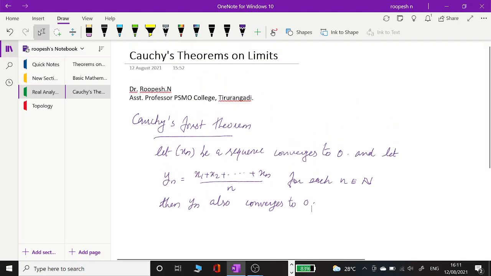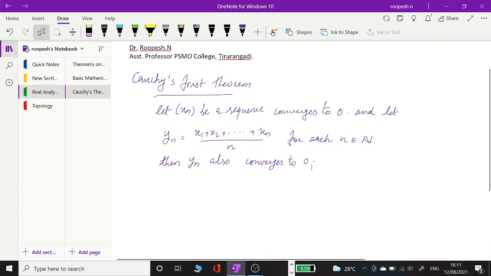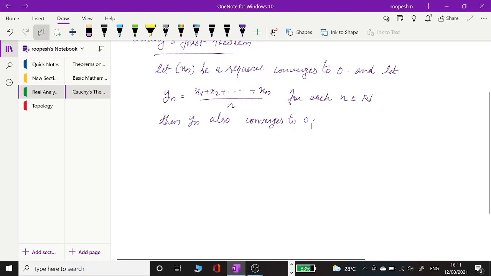The first theorem states that let xn be a sequence that converges to 0, and let yn equal (x1 + x2 + ... + xn) by n for each n belongs to N. Then yn also converges to 0. So let us see how we can prove it. Proof.